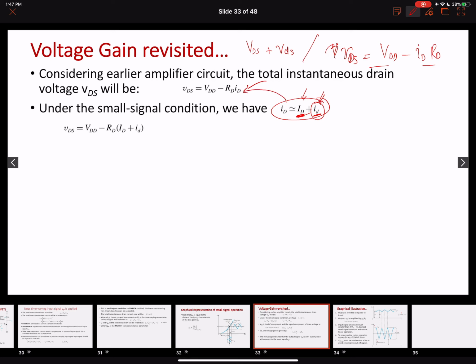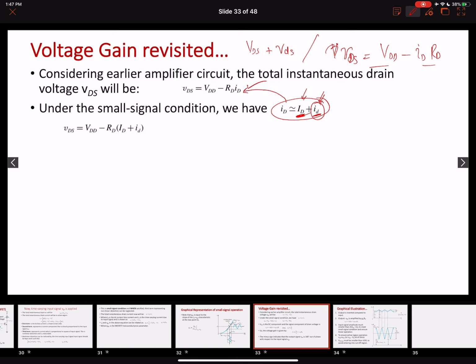RD ID. Right, so VDS is a DC component of the drain to source voltage, right? And this is our time varying component. So I can also write this time varying component as vds. Okay, so our vds now equals minus ID RD, right?